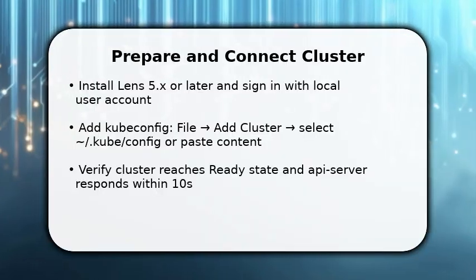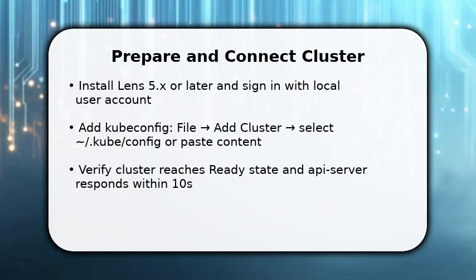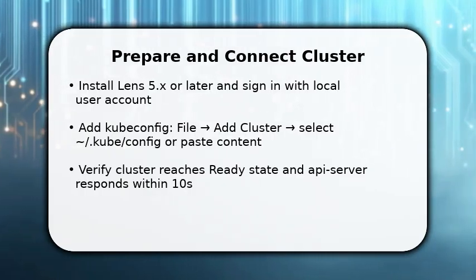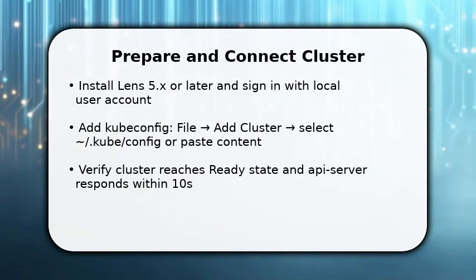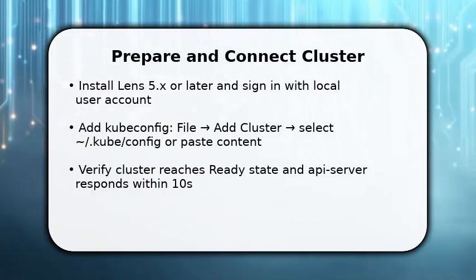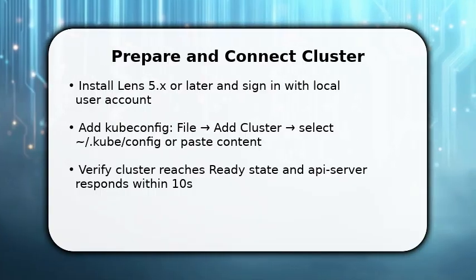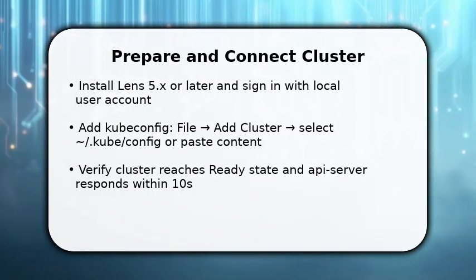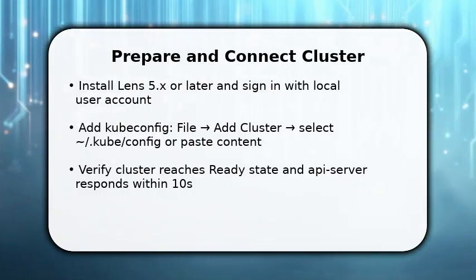You start by getting Lens talking to your cluster. Open Lens, add the kubeconfig entry, and pick the context you use. Once done, Lens will fetch nodes, namespaces, and workloads. This initial sync is why you must confirm the cluster is ready. If you have multiple contexts, select the right one now.